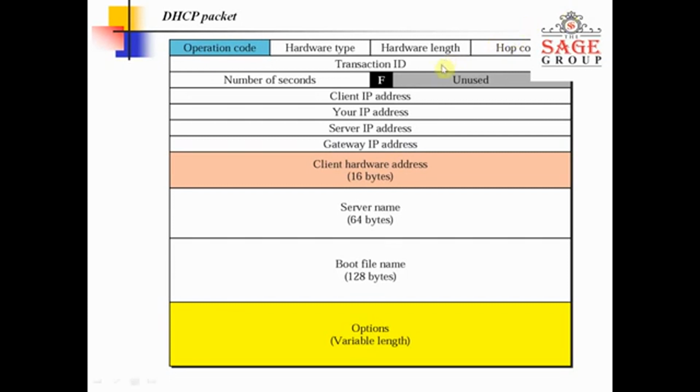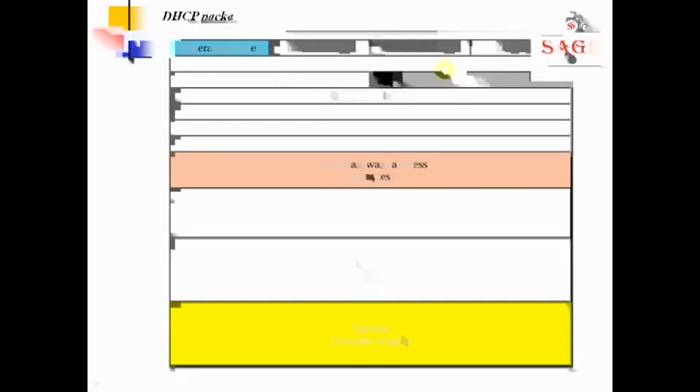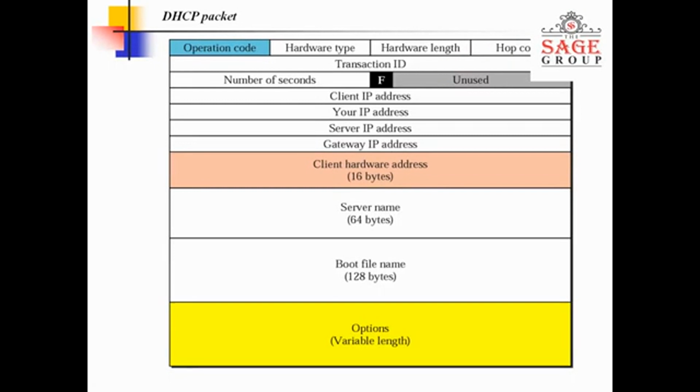What is transaction ID? Transaction ID is an ID by which data is transferred from client to server or server to client. Number of seconds is the duration of the network connection. F is a flag bit that is used to connect things. After that, unused bits. In future, we can use these unused bits.